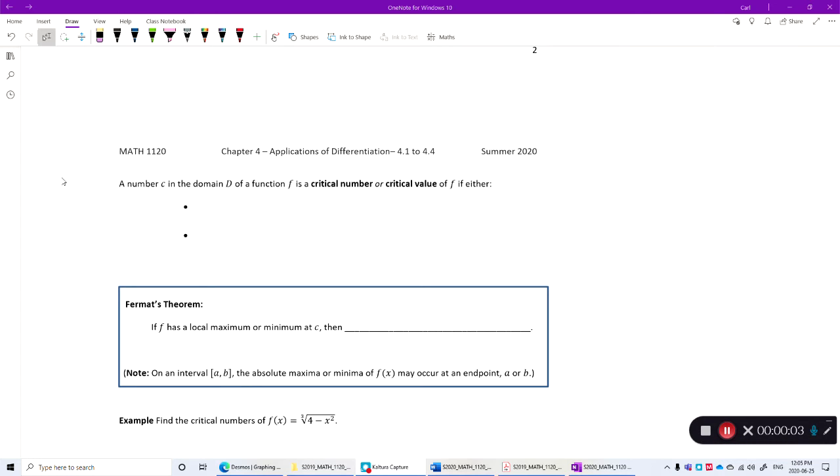Okay, so let's carry on with looking for maxima and minima for functions. This is section 4.1. We need a definition here. A number c in the domain of a function is called a critical number or a critical value if one of the following things happens. If the derivative at that point is 0, then c is a critical number. Or if f prime of c does not exist. If either of these are true, then we say that c is a critical number.